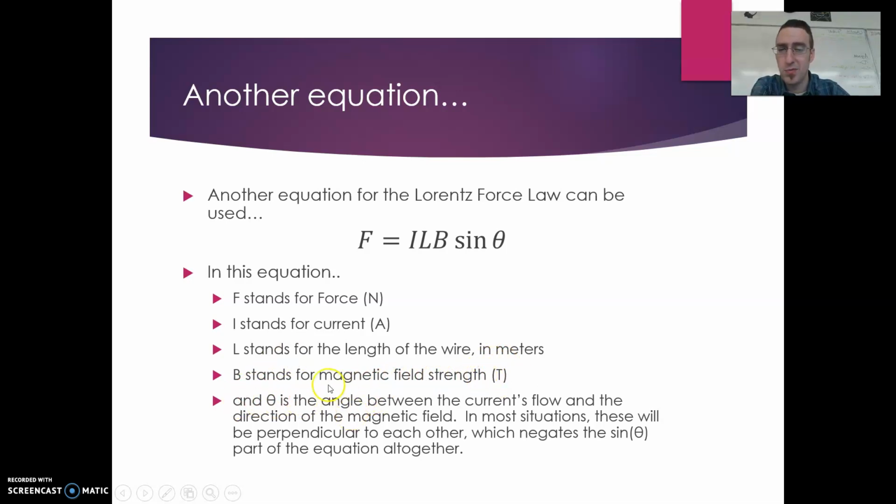And just like before, the theta is the angle between the current's flow and the direction of the magnetic field. In most situations, these will be perpendicular to each other, which negates the sine theta part of the equation altogether. So usually it'll just be F equals ILB, force equals current times length times the magnetic field strength.